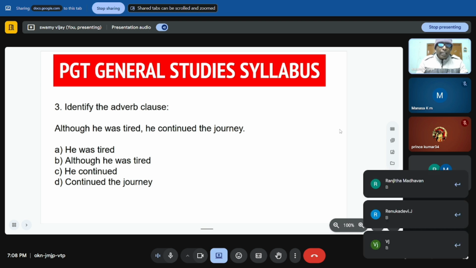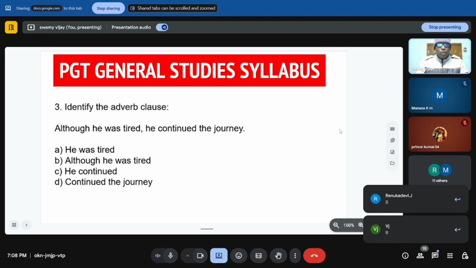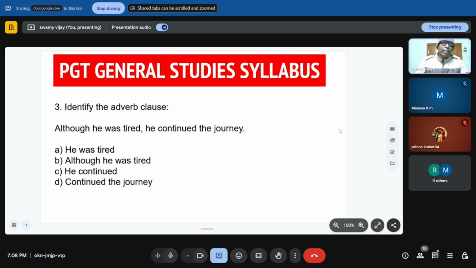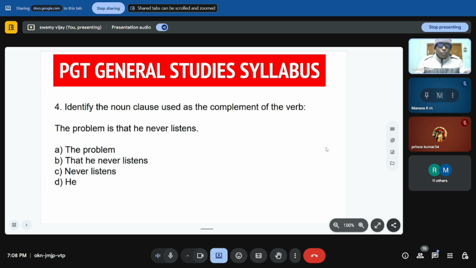So you all have the clarity about a clause, an adjective clause, an adverb clause and noun clause. But when you go deep into this topic, sometimes we feel confused to identify the noun clause, adjective clause, adverb clause, and also sometimes we feel confused about transformation of sentence from simple to complex, complex to compound. So these topics I am going to explain in this class. So all three answers you have given are correct. Fourth question. Identify the noun clause used as the complement of the verb.